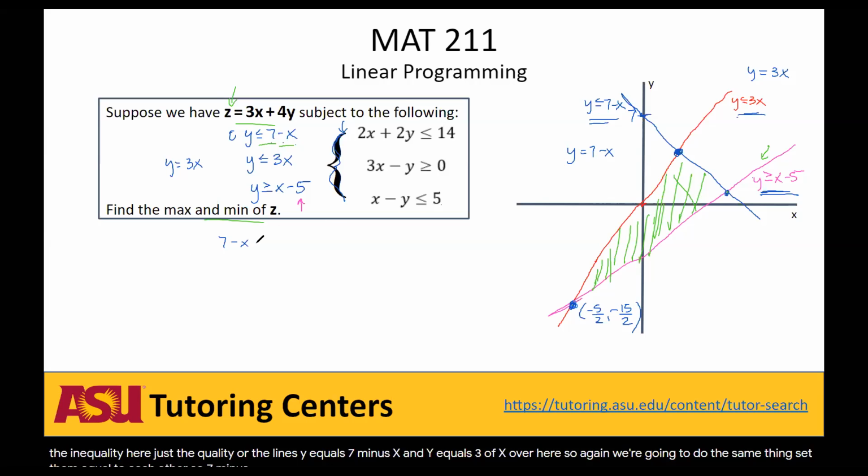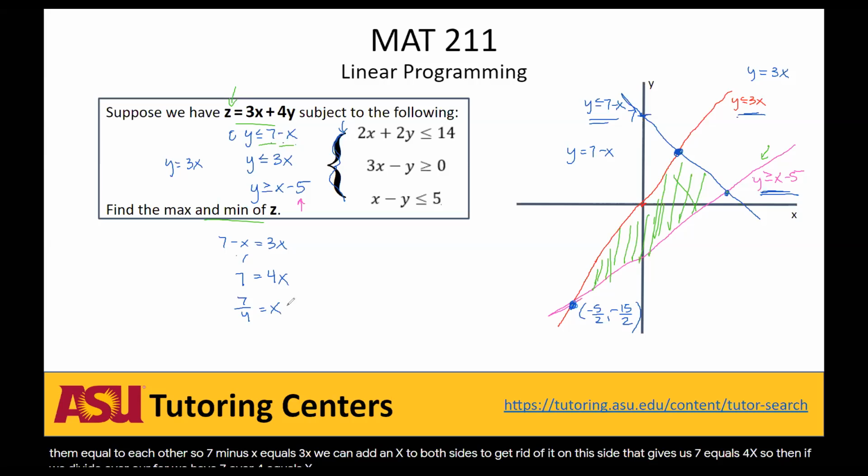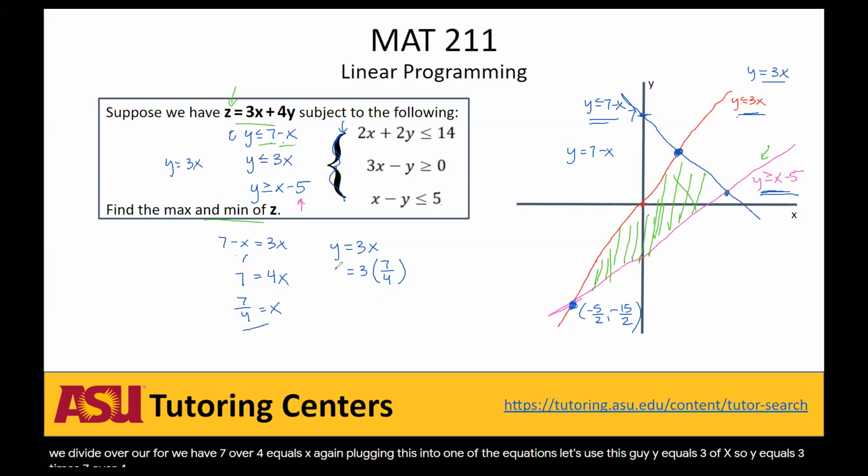So 7 minus x equals 3x. We can add an x to both sides to get rid of it on this side. That gives us 7 equals 4x. So then, if we divide by 4, we have 7 over 4 equals x. Again, plugging this into one of the equations, let's use this guy. y equals 3x. So y equals 3 times 7 over 4. And that gives us 21 over 4 for our y value.